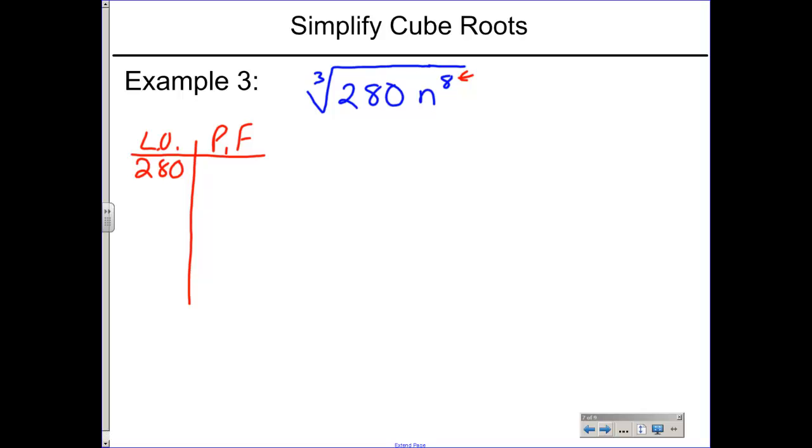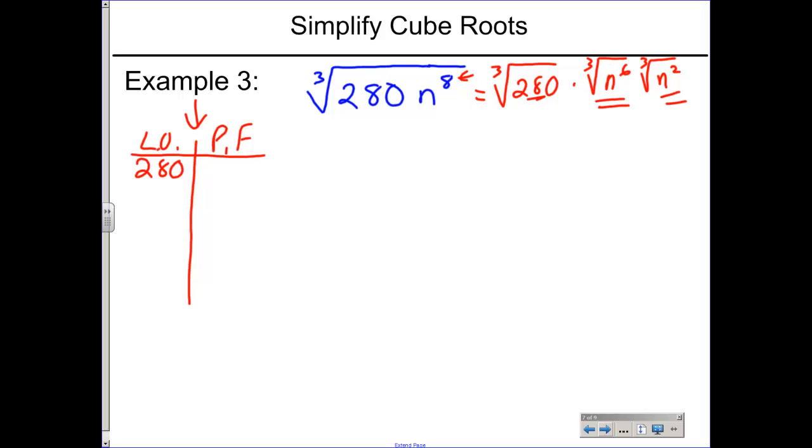So I could rewrite this as the cube root of 280 times, and this 280, I'm going to figure out what that is over here, and n to the 8th. What's the next multiple of 3, or sorry, what's the next multiple of 6 below the 8? Well, that would be the cube root of n to the 6th times the remaining cube root of n to the 2nd. So this is a perfect cube because the exponent is a multiple of 3. This one is not, so it will stay underneath.